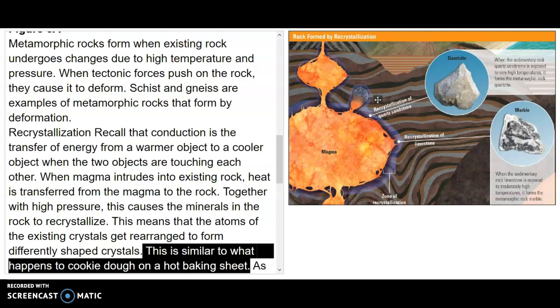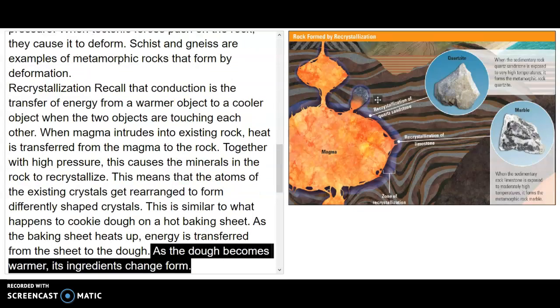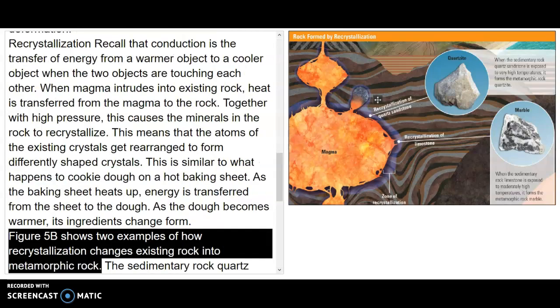This is similar to what happens to cookie dough on a hot baking sheet. As the baking sheet heats up, energy is transferred from the sheet to the dough. As the dough becomes warmer, its ingredients change form. Figure 5b shows two examples of how recrystallization changes existing rock into metamorphic rock.